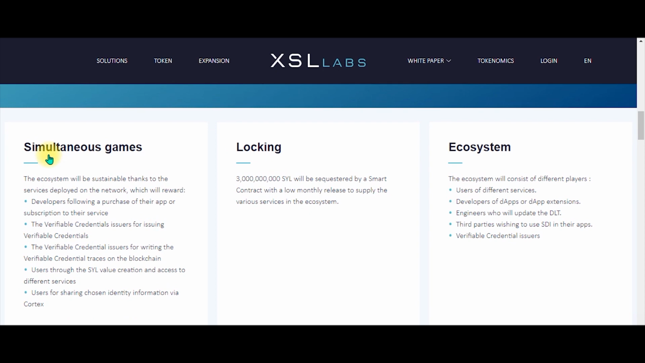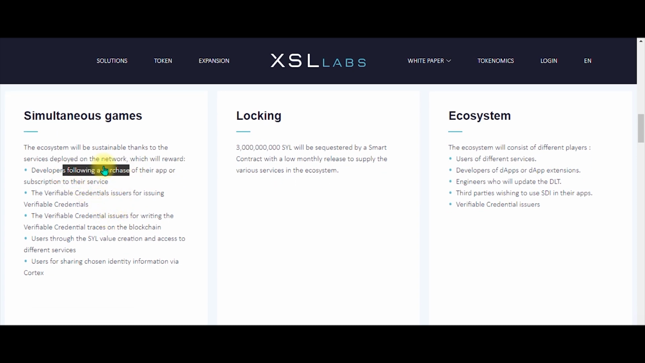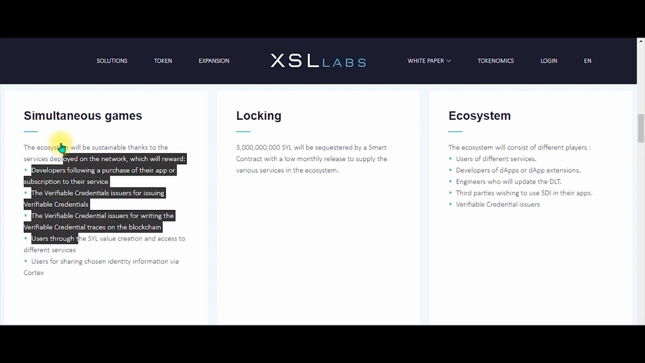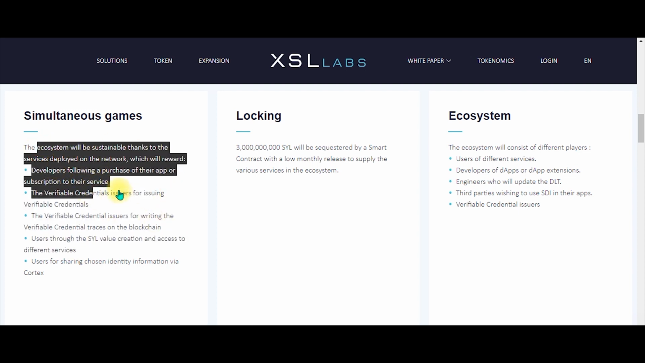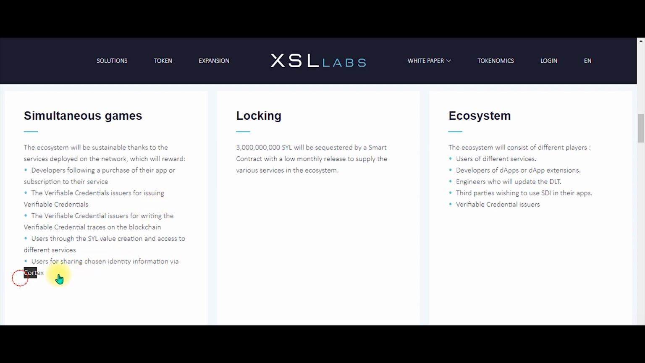And also we have here simultaneous games. So the ecosystem will be sustainable thanks to the services deployed on the network, which will reward developers for purchase of their app. So what basically they are saying is that each person will get rewarded for doing certain acts, which will further expand XSL Labs. So you'll be rewarded for each action that you take. Users for sharing chosen identity information via Cortex.